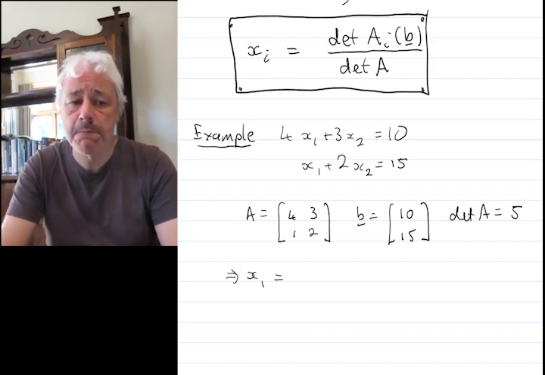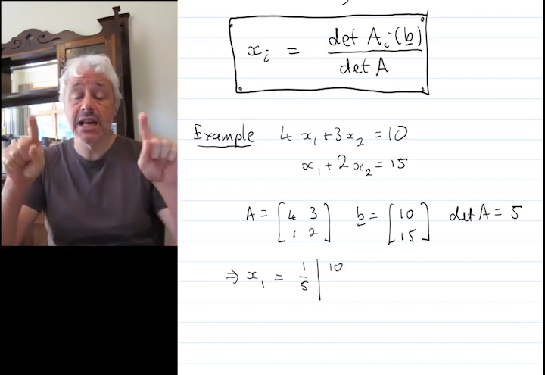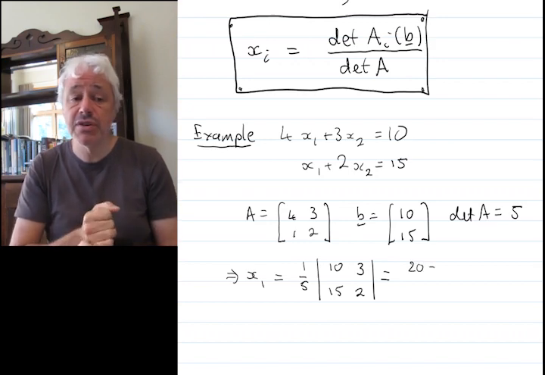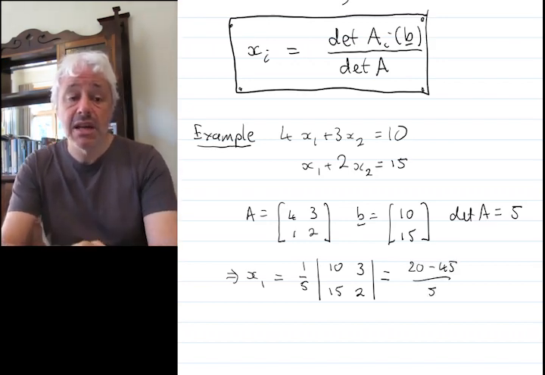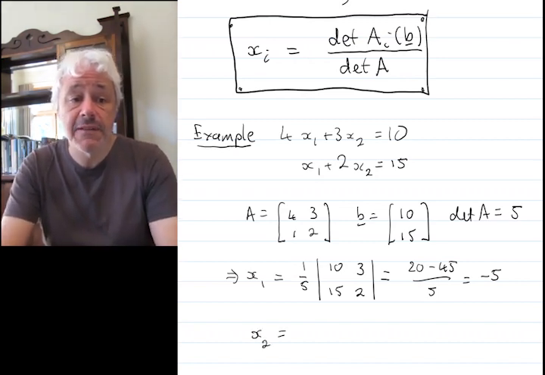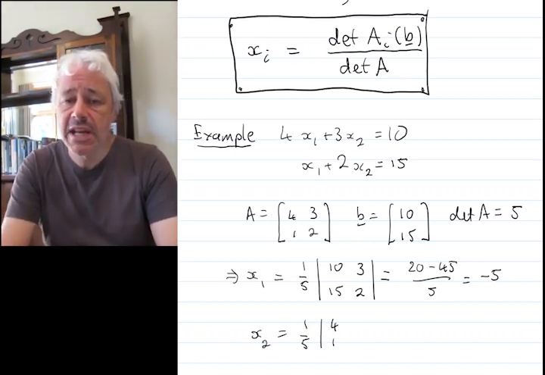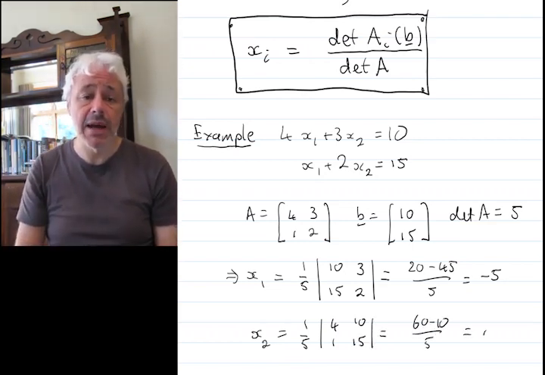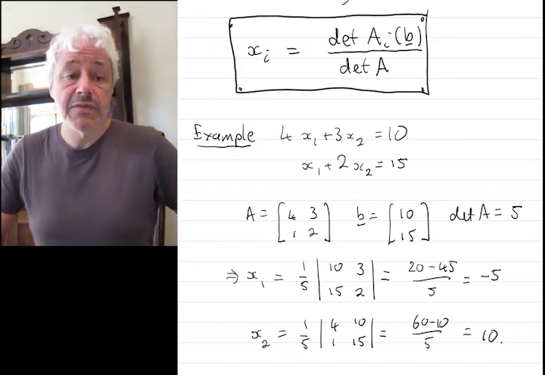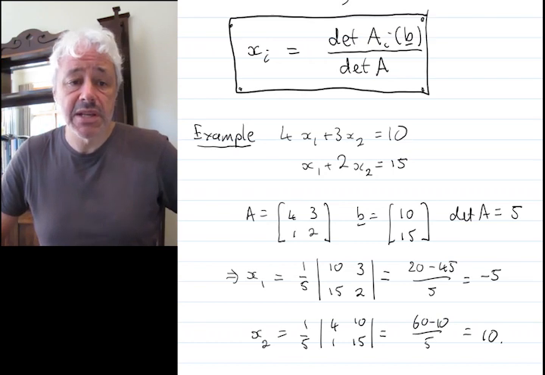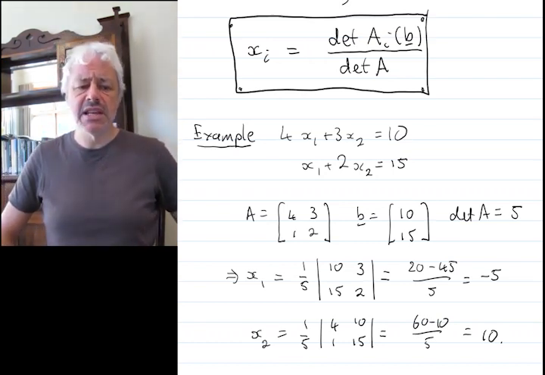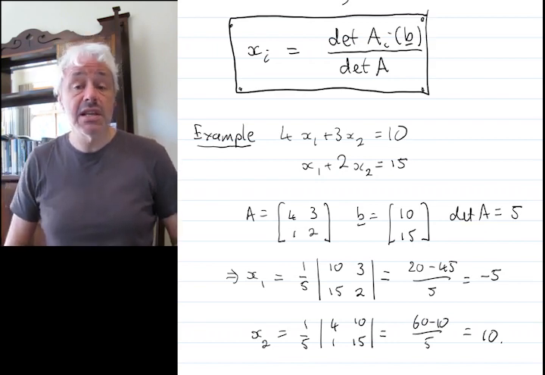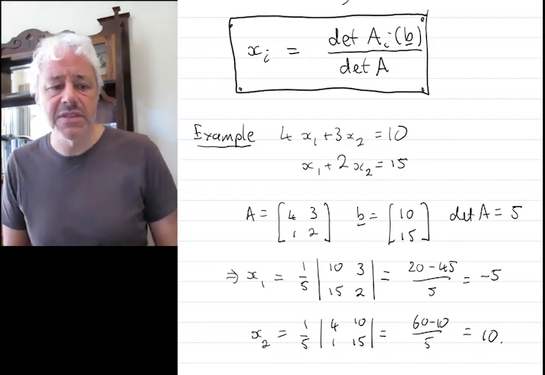So here we go, Cramer's rule. For x1, I take the matrix A and replace the first column by B, which gives me the matrix [10, 3; 15, 2]. I take its determinant, which is 20 minus 45, that's minus 25, and divide by the determinant of A, which is 5, and I get minus 5. For the second component, x2, I go back to my original matrix A and replace the second column of A by the vector B. I get the matrix [4, 10; 1, 15]. I take its determinant, that's 4 times 15 minus 1 times 10, that's 50. Divide by 5, which is the determinant of A, and you get 10. So the solution is vector x equals (minus 5, 10).